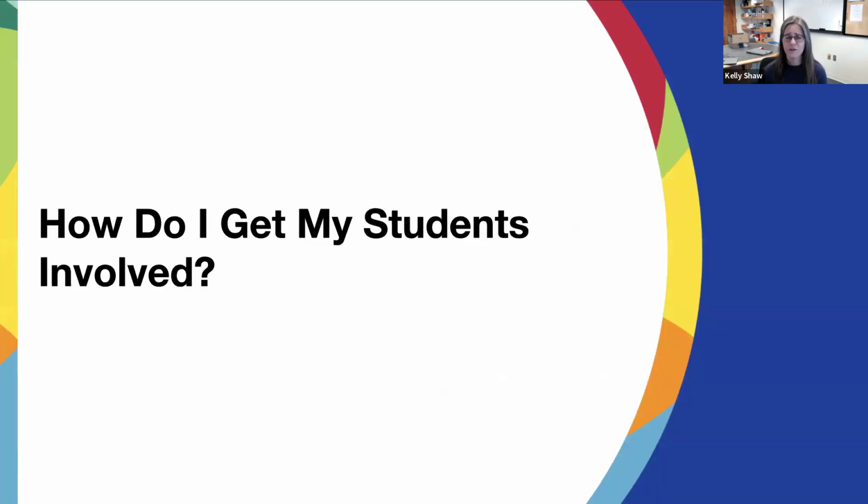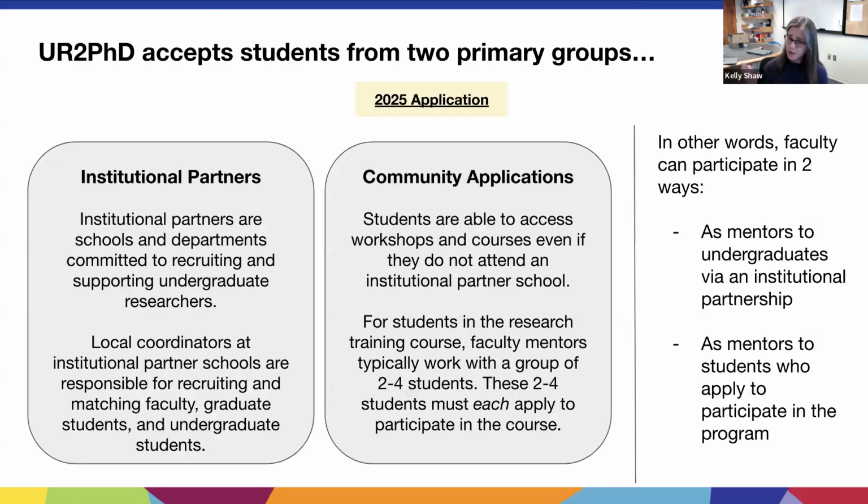Okay, so how do I get my students involved? They need to apply. And there are 2 ways that we have students apply. One is that departments or schools can apply to be institutional partners. These are for departments that are committed to recruiting and supporting undergraduate researchers, and they want to engage a number of their students in our program.